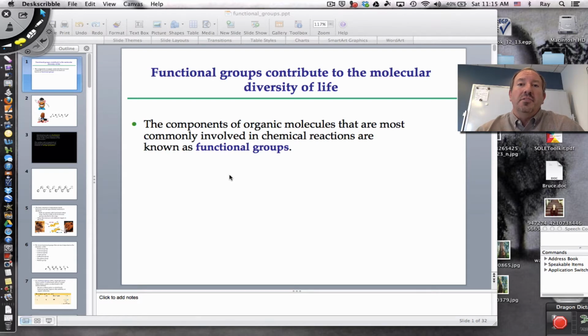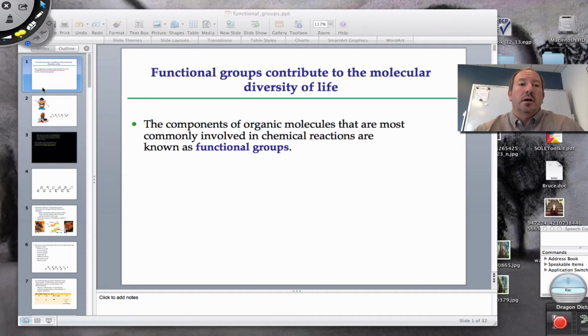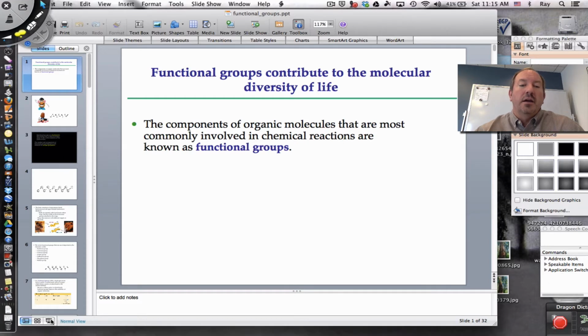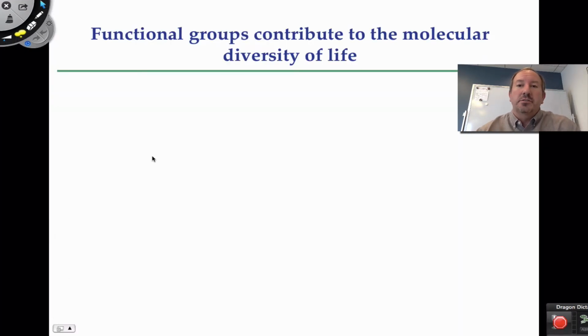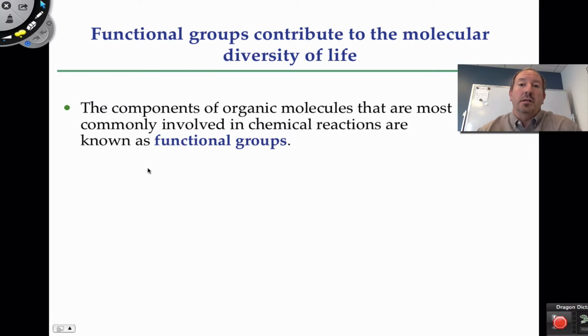And so these functional groups, which is what our discussion will be about today, are these little attachments to the parent molecule, if you will, the hydrocarbon, that give it its unique properties. These organic molecules are really important and they make up our whole body. And it's these functional groups, these things that you stick onto the hydrocarbon, that give the molecule its uniqueness.